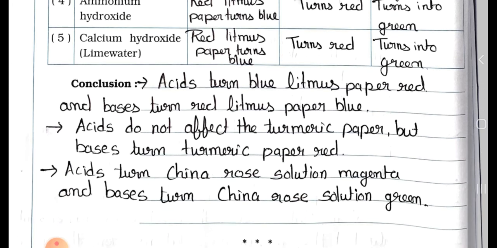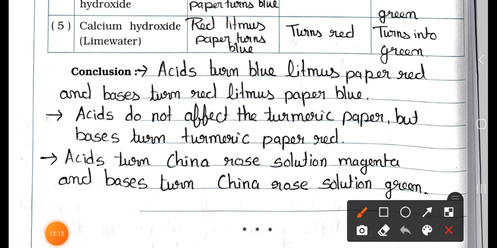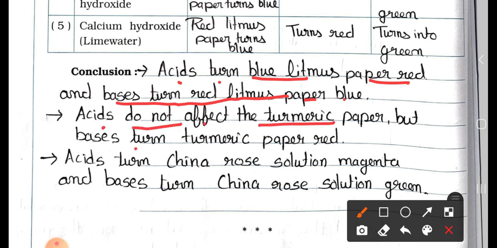Now see the conclusion. The conclusion is that acids turn blue litmus paper red and bases turn red litmus paper blue. See, whatever solution is acidic in nature converts blue litmus paper to red, and whatever is a basic solution converts red litmus paper to blue. Acids do not affect turmeric paper, but bases turn turmeric paper red. See, when the solution is acidic, then there is no effect on turmeric paper. But if the solution is basic, then this turmeric paper turns red.